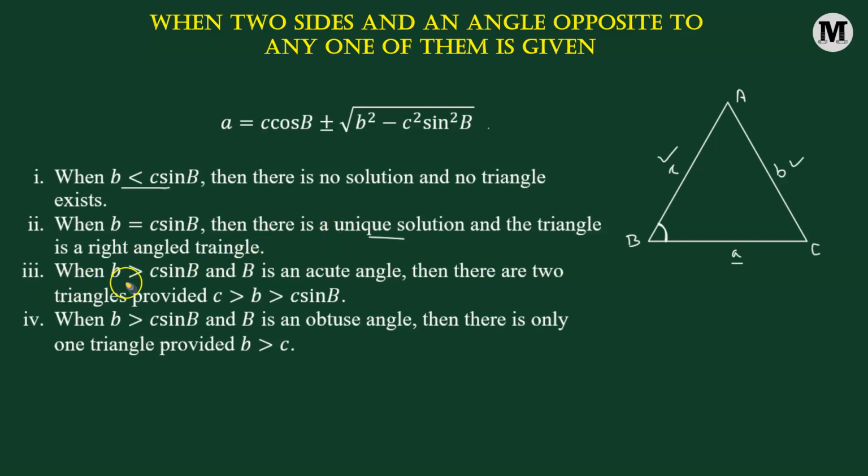Then in the third case, if B is greater than C times sine of B, this means the value inside the square root is positive in nature. And also if the angle B is acute, then in that case there are going to be two triangles, provided the side C is greater than the side B and side B is greater than C times sine of angle B. And finally in the fourth case, B is greater than C times sine of B and B is an obtuse angle, then there is going to be only one triangle, provided B is greater than C.